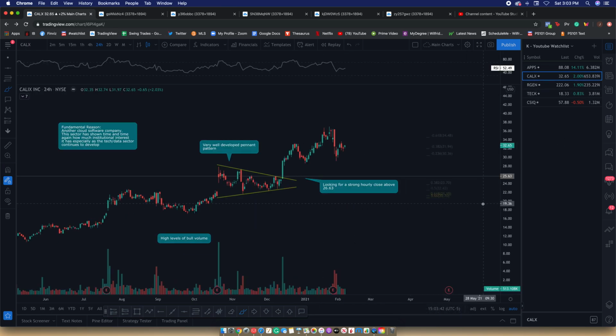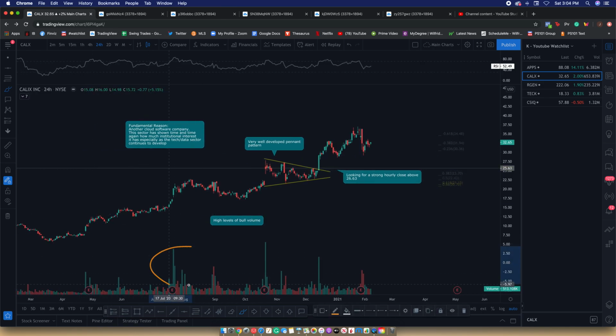Next stock on the docket is CALX. So the fundamental reason, it's another cloud software company. The sector has shown time and time again how much institutional interest it has, especially as the tech/data sector continues to develop. That's pretty much the basis of my fundamental research. You guys know I've been exceptionally bullish on cloud companies, and for good reason, as they continuously impress. As we develop in the data world, data analytics, or data storage more specifically, is so important. These companies are driving that sector forward.